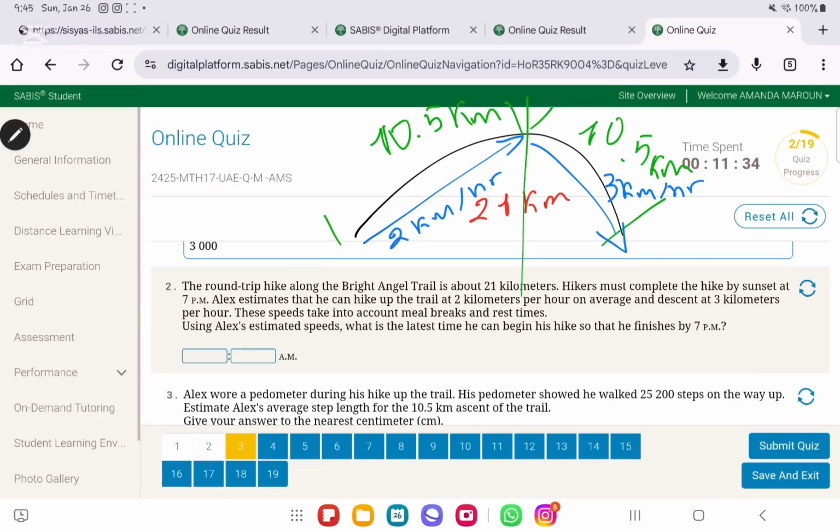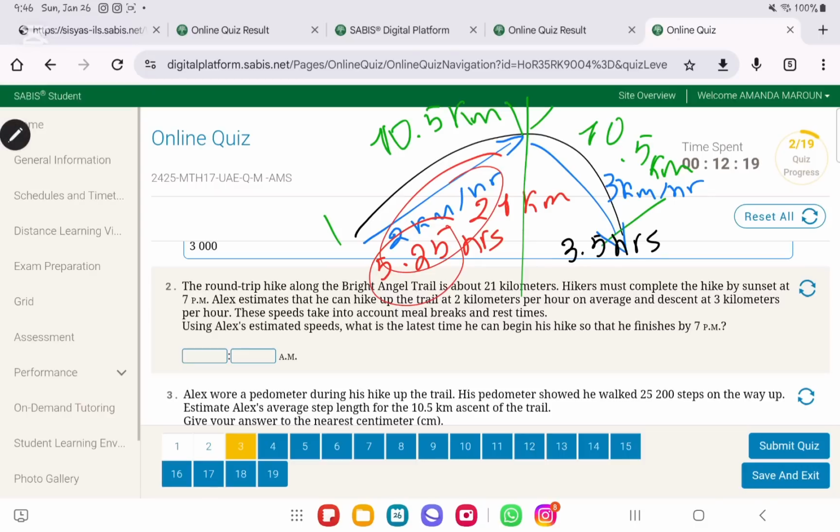So very simply, to find how many hours he needs to ascend, we are going to take the distance, which is 10.5, and we are going to divide it by 2 kilometers per hour. So 10.5 divided by 2, we will get 5.25. So this is how many hours it takes him to ascend, versus descending. He said 3 kilometers per hour. So 10.5 divided by 3 kilometers per hour, we get 3.5 hours.